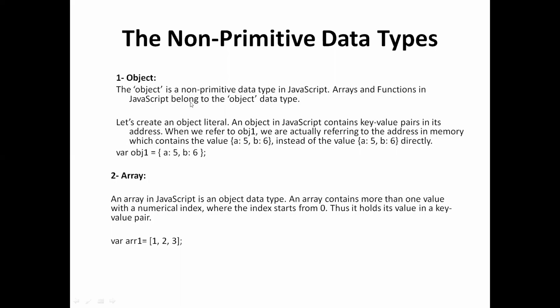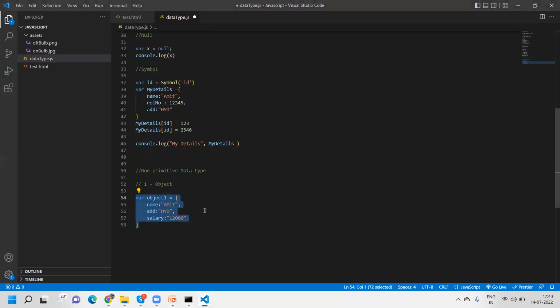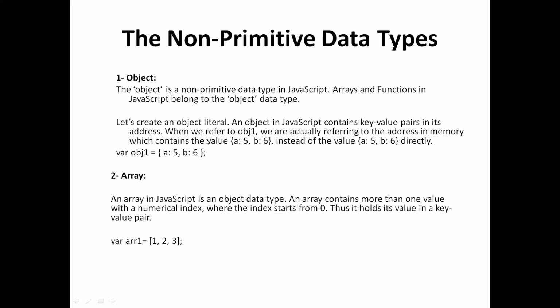So the object is a non-primitive data type in JavaScript. Array and function also belong to the object data type. Let's create an object as a literal. An object in JavaScript contains key value pairs. This is the address key, this is the value. It will store the key value pairs in curly braces. Inside the curly braces, you can define multiple key values as per your requirement. That is called an object.